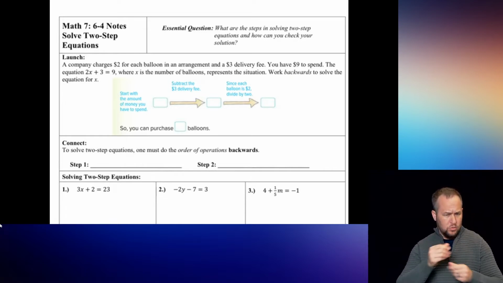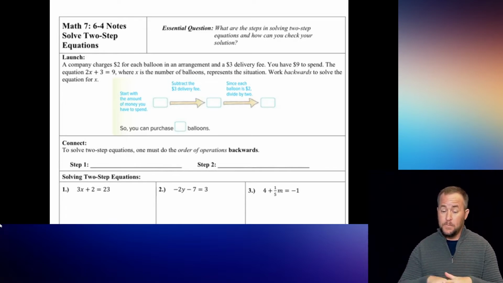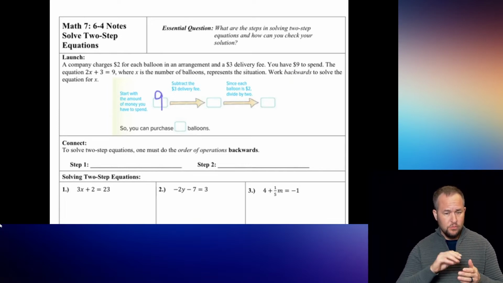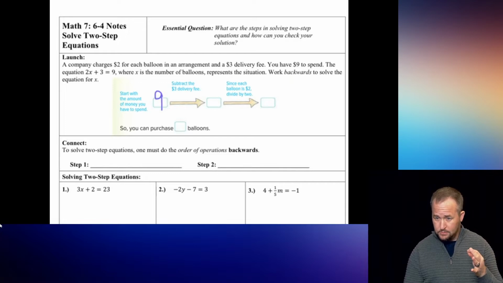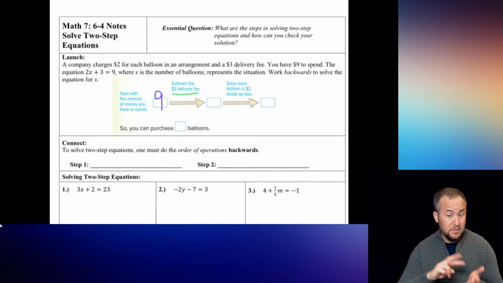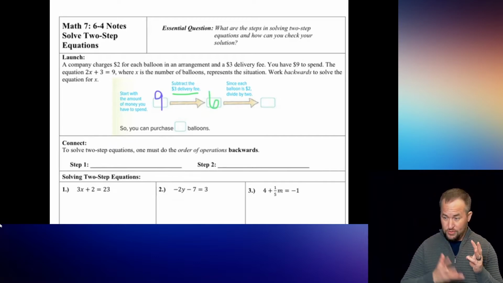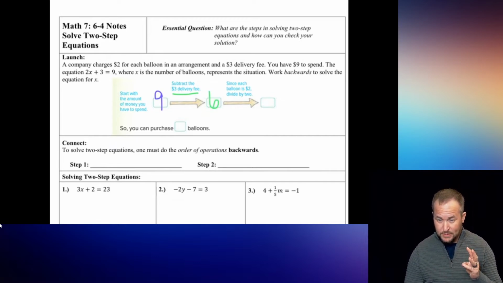So the first thing that we're going to do is start with the amount of money that we have to spend. So the first thing we have is our $9, and I have that much to spend. Okay, then if you take a look right up here, I'm going to subtract out my delivery fee. So it costs $3 just to deliver them. So I know that I have to pay that much, meaning that I have a total of $6 left over once I take out that $3 for the delivery fee.